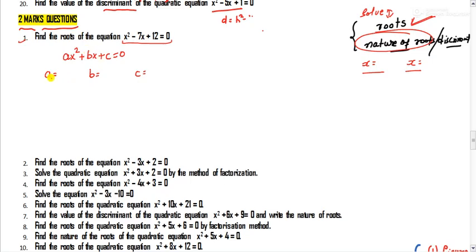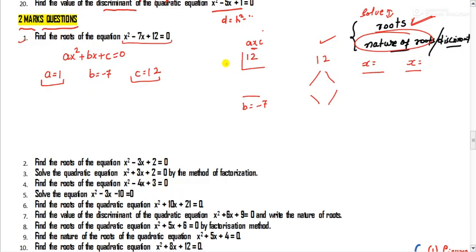What is a here? 1. What about b? Minus 7. C is 12. Exactly. So you have to multiply a and c first. So a times c is 12. Now I write like this. Most of the teachers solve it like this, and even that is fine. The multiplication of a and c should be written here, and the b value, minus 7, should be written here. Got it? Any doubt?